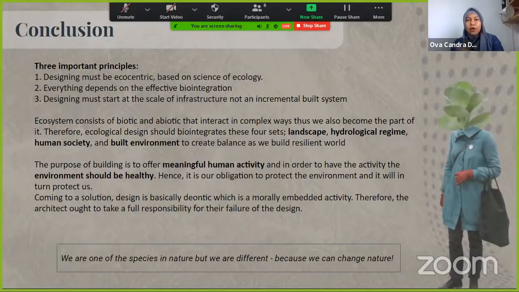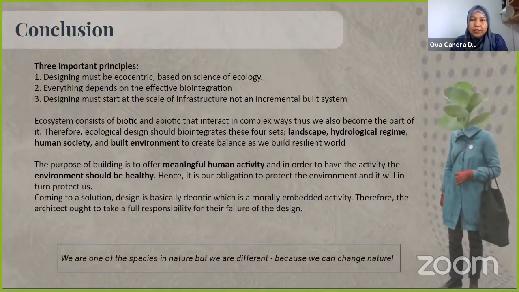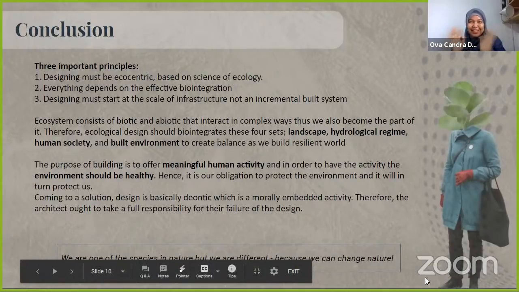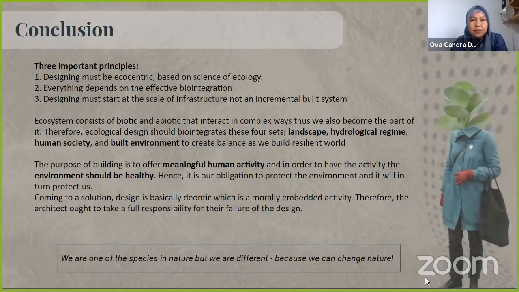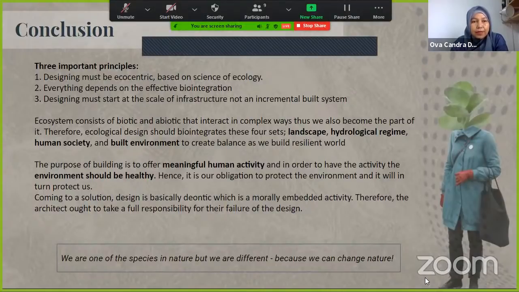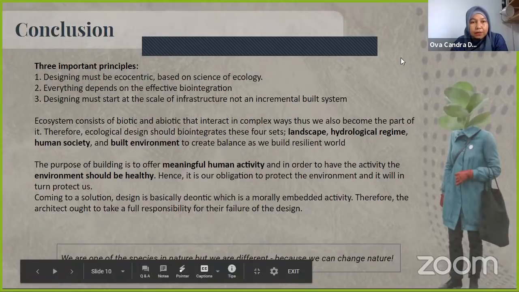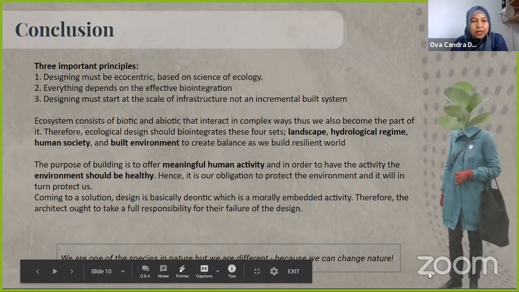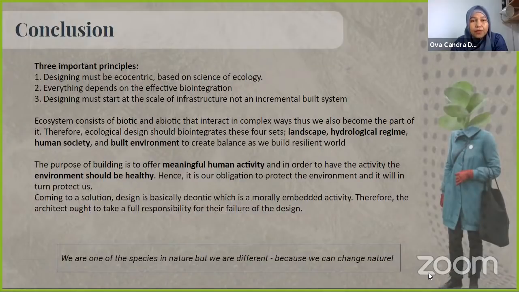Okay, I will not read all of it, but today we already discussed understanding the architecture context in sustainability concept in architecture. The first one is about three important principles. First, designing must be ecocentric based on science of ecology. Second, everything depends on the effective biointegrations. And third, designing must start at the scale of the infrastructure, not an incremental build system.